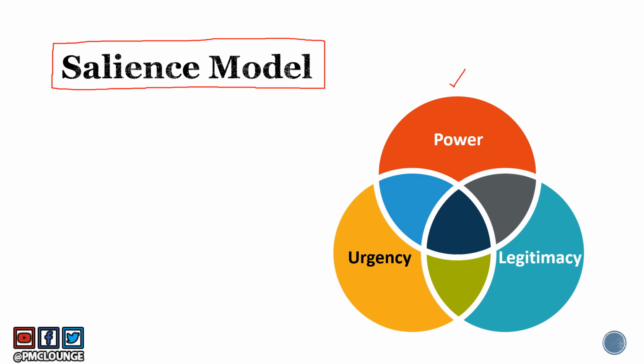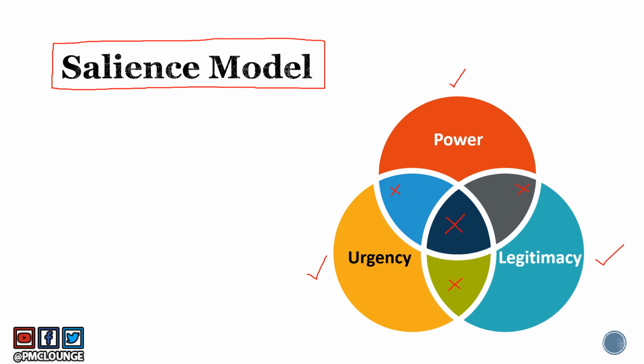So you've got power, you've got legitimacy, and you've got urgency. These are the 3 parameters that we already talked about. But here you also see intersections, right? This is the intersection between power and urgency. This is the intersection between power and legitimacy. This, the green color, is the intersection between urgency and legitimacy. And finally, the indigo color is an intersection of all 3: power, urgency, as well as legitimacy.